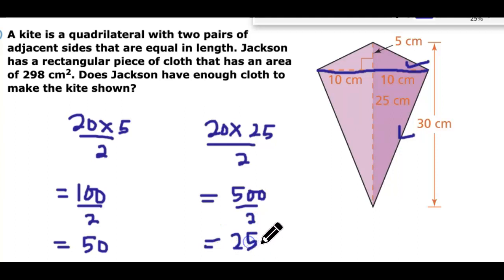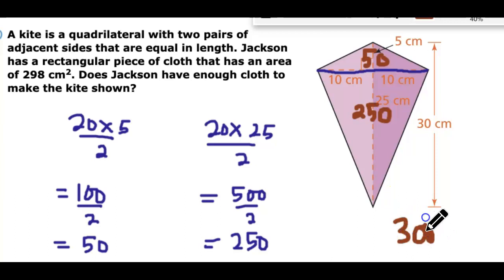Okay, that will be 250. So now we're going to add them up. The area for the top one is 50 and the area for the bottom triangle is 250. We're still going to end up with 300 and our units are still the same. So there we go, it's 300 square centimeters.